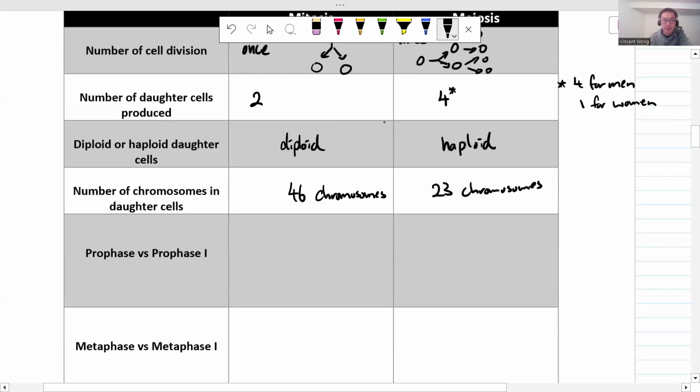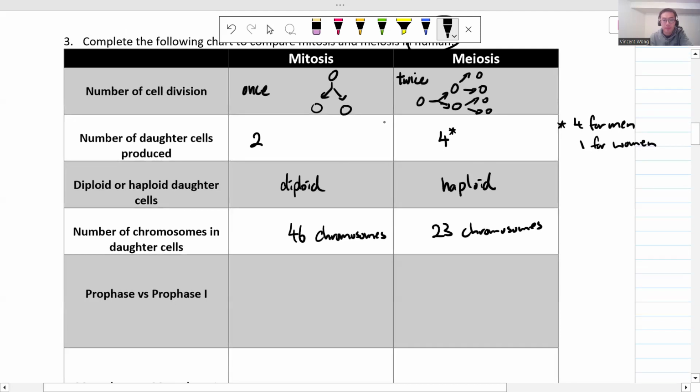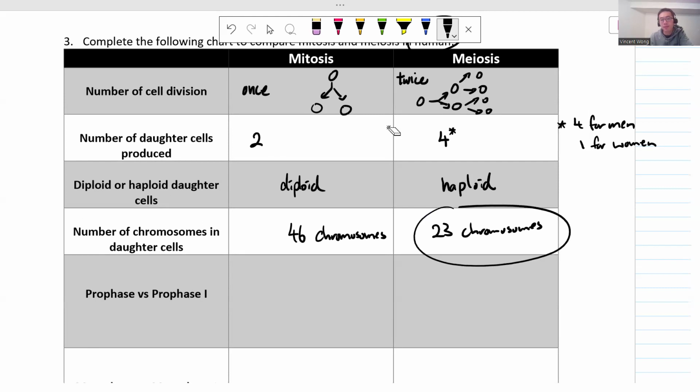Is that because of a tetrad? No, not because of a tetrad. Because it's split twice, right? It's split twice.